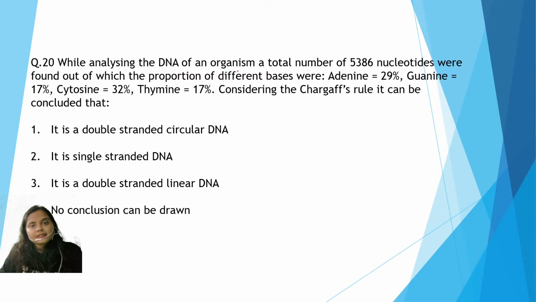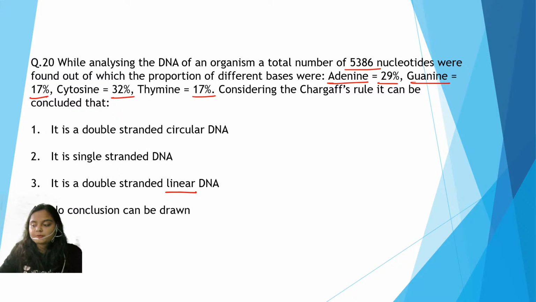Now question number 20. While analyzing the DNA of an organism, a total number of 5386 nucleotides were found, of which the proportion of different bases were adenine 29%, guanine 17%, cytosine 32%, thymine 17%. Now considering Chargaff's rule, it can be concluded that it is a double stranded circular DNA, a single stranded DNA, a double stranded linear DNA, or no conclusion can be drawn. So, what do you think is the right answer to this question?